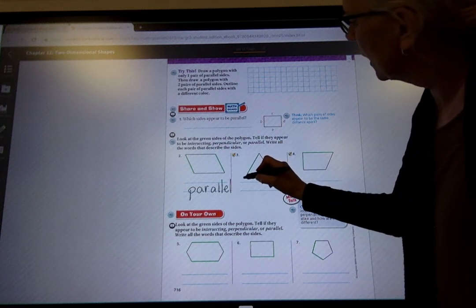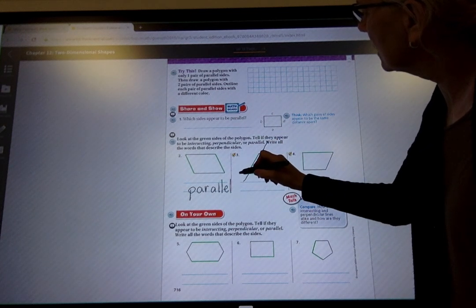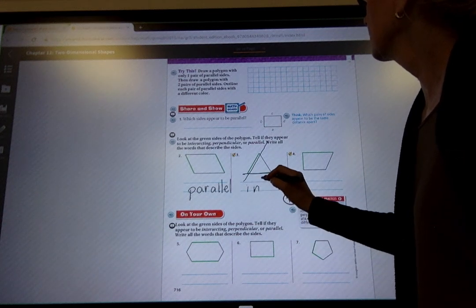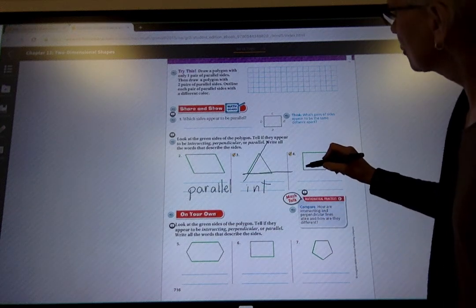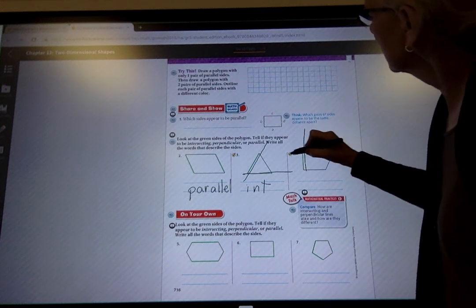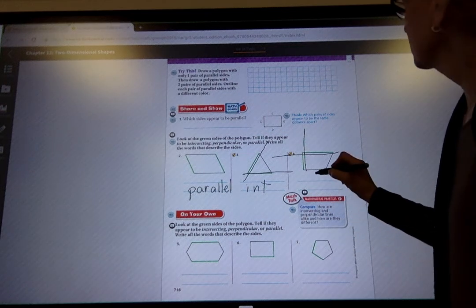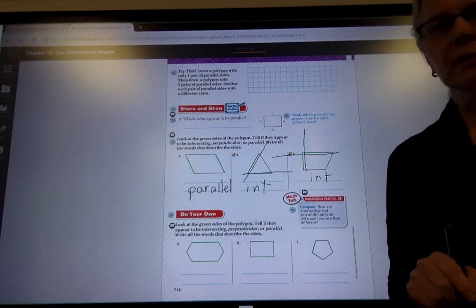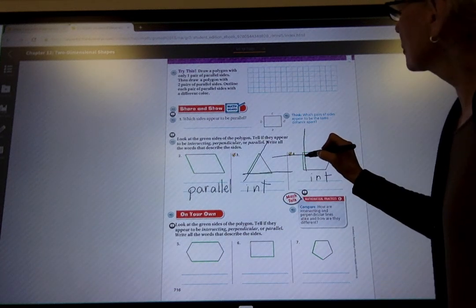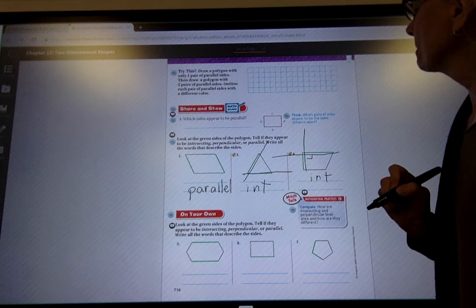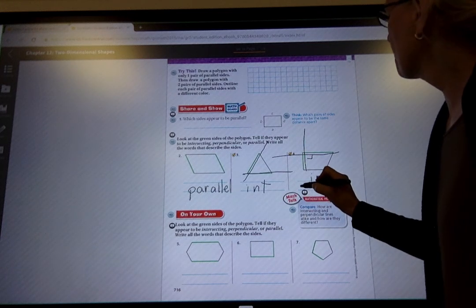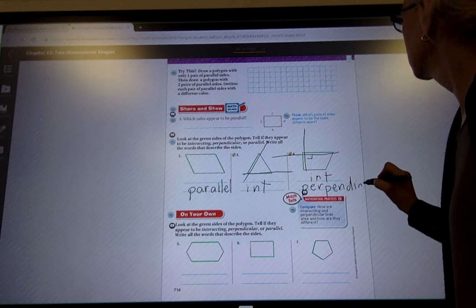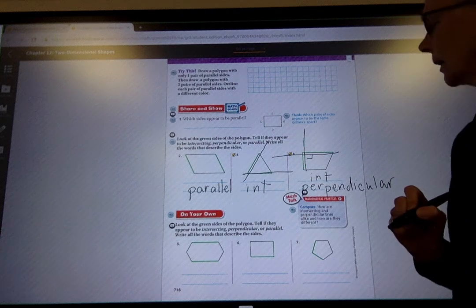Now look at these two green lines. If we keep extending them, do they cross? They do. They are intersecting. Now let's try these green lines, this one and this one. Do they intersect? Yes. Now, write all the words that describe the sides. Where they intersect, do we get a right angle? We do. So they are perpendicular.